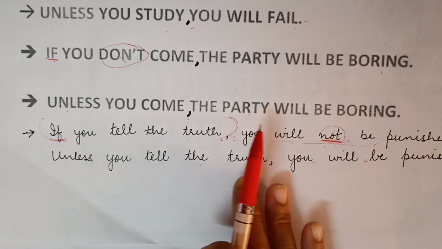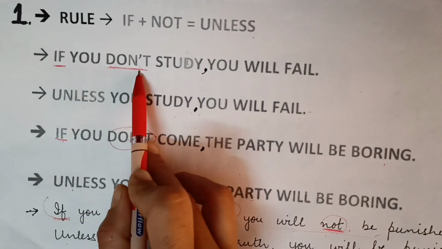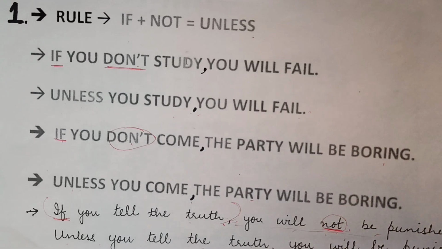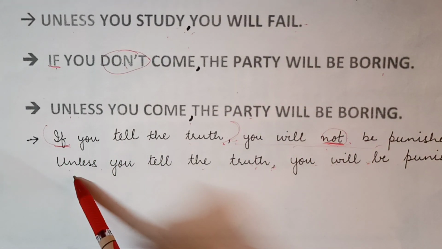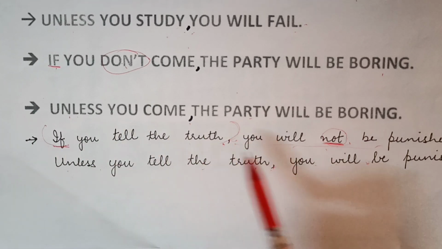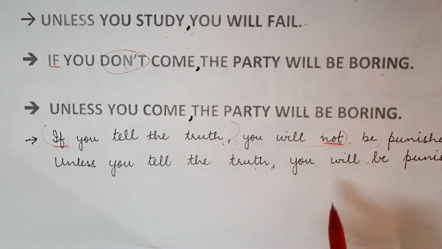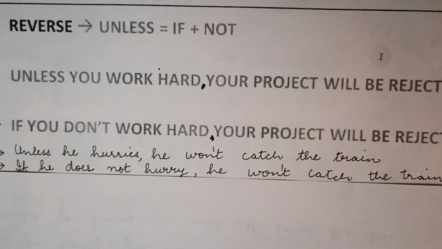So the rule remains the same. If plus not is equal to unless. If could be in the first part of the statement or in the second part of the statement. What you are supposed to do is rewrite the statement with unless. You will use unless in place of if and you will remove not in the statement. So this is how you will transform the sentences where you are asked to rewrite the sentence or begin the sentence with unless.